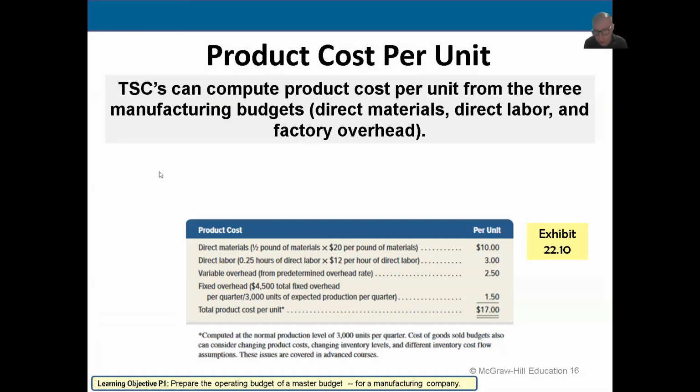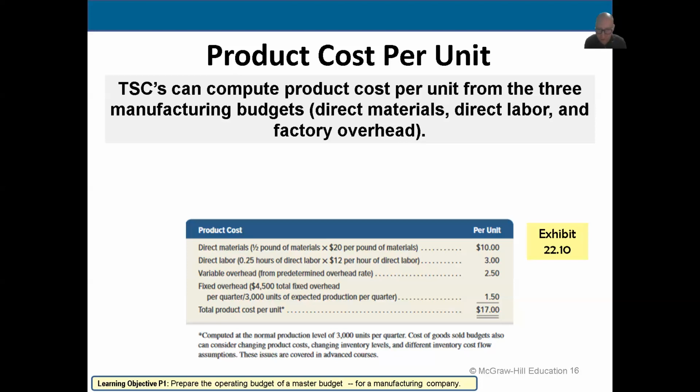So now that I have my direct materials, direct labor, and factory overhead costs all figured out based off of the number of units I need to produce, I can figure out the product cost per unit. For direct materials, it's the amount of materials per unit times the price per pound of materials. For example, it's $10 for direct materials. For labor, it's the time it takes to create one unit, in this example 25 minutes, times $12 per hour, which gives me $3 for direct labor per unit.